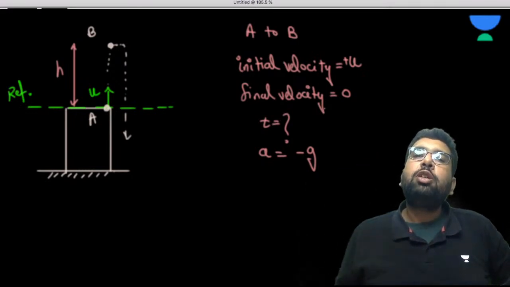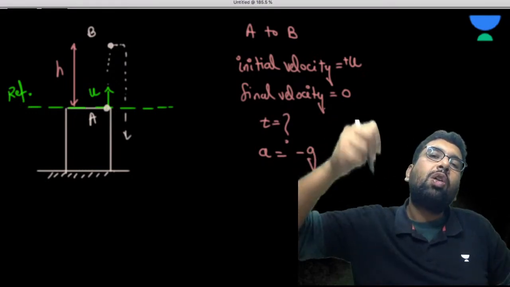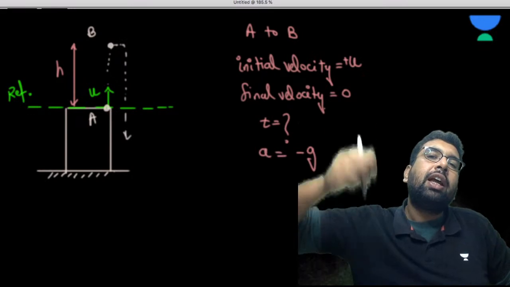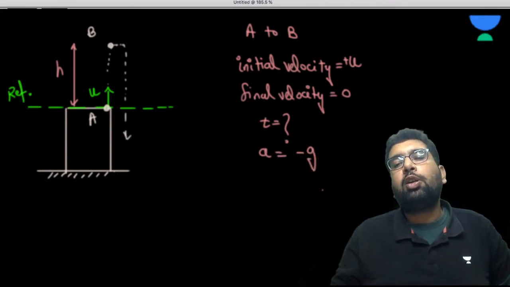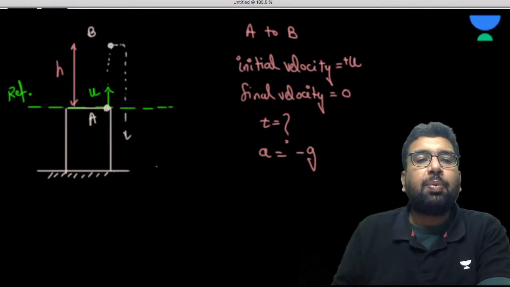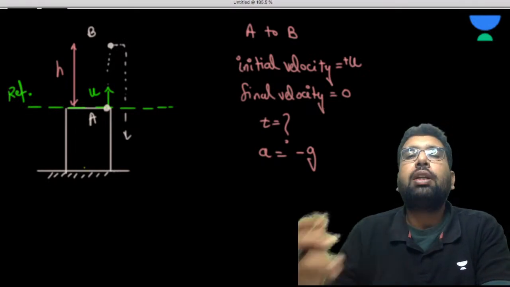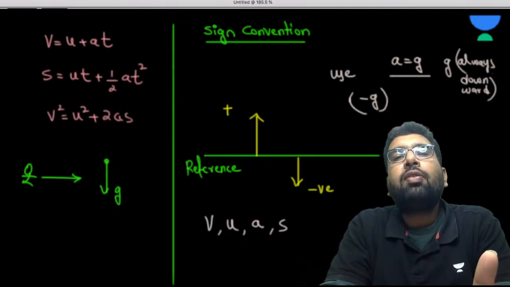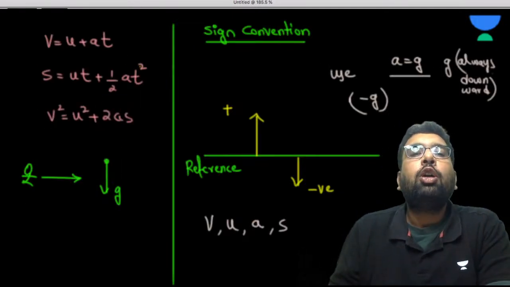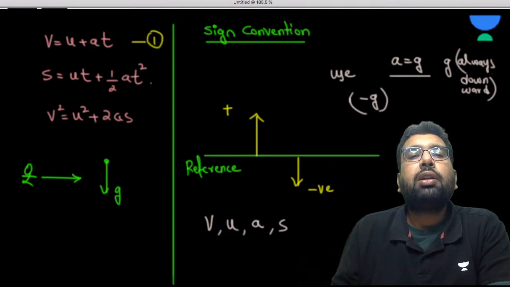Final velocity is 0, and acceleration is always negative. When it is motion under gravity, it is always negative. So a is equal to minus g, and we need time. So see, you have the initial velocity, you have the final velocity, and you have to find the time. Now, what is the equation we must use out of these three?